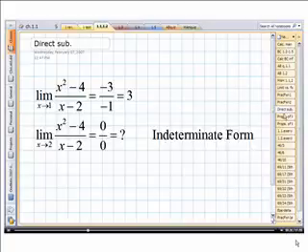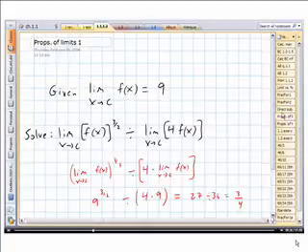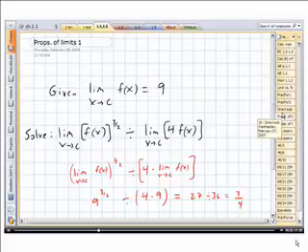Now, there are several properties of limits, such as the limit of a sum is the sum of the limits. You can put scalar multiples out front. You can move powers around. So here's a couple examples.